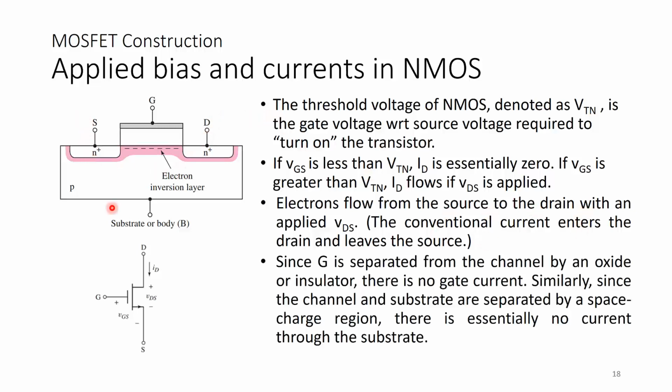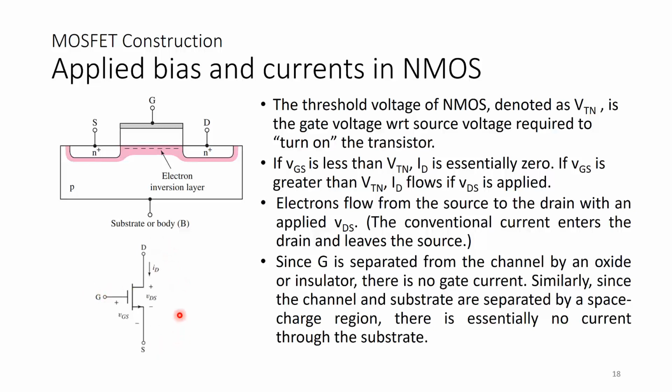Okay, so since the gate is separated from the channel by an oxide or insulator, so this is the gate, this is the channel, this is an insulator, and an insulator is not supposed to conduct current, so there is no gate current. There is no current except for a very small leakage current, which we can safely say equals 0. So there will be no IG. Okay, this terminal does not draw current. The current is only between drain and source.